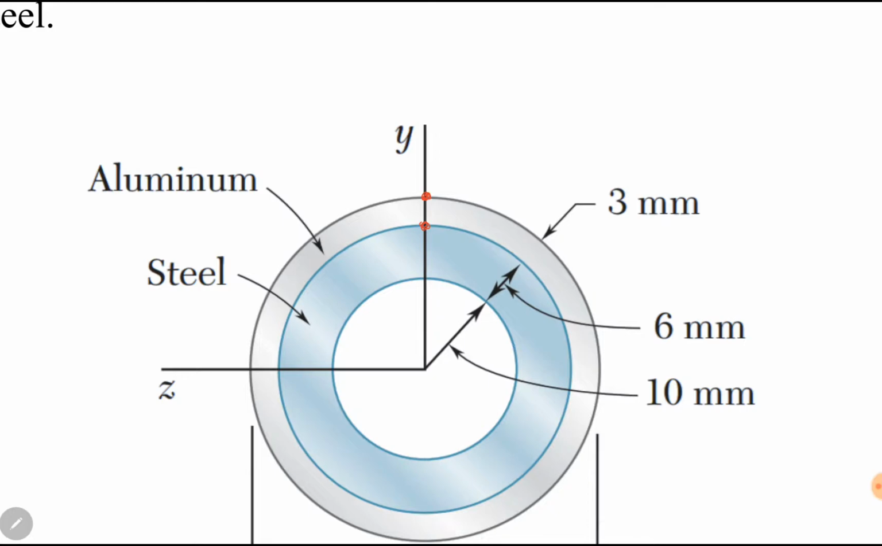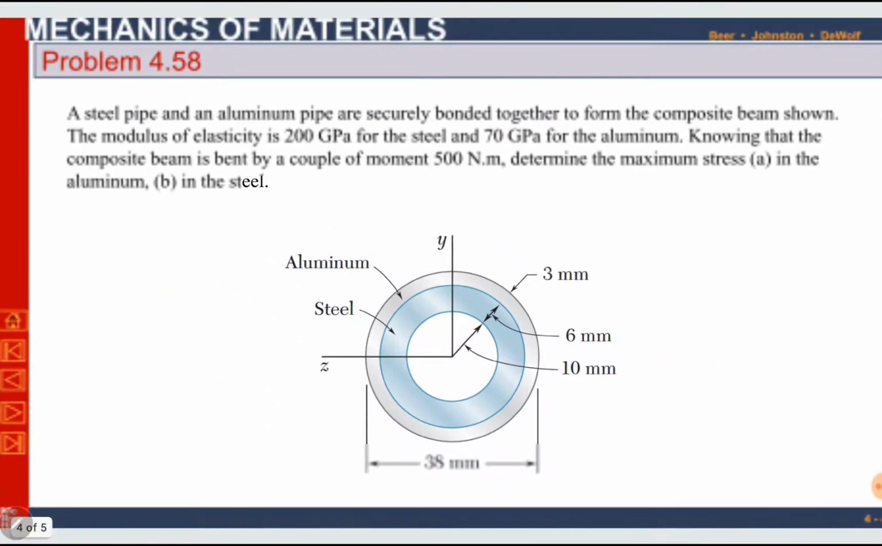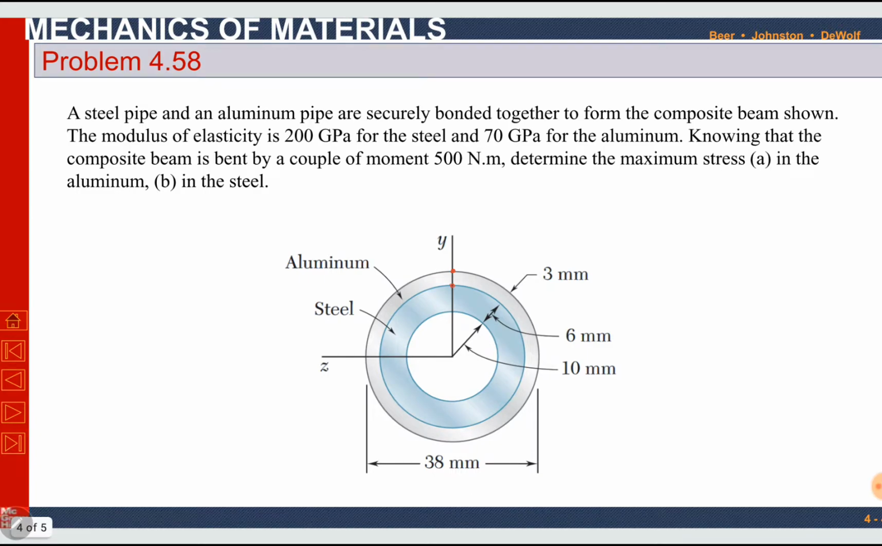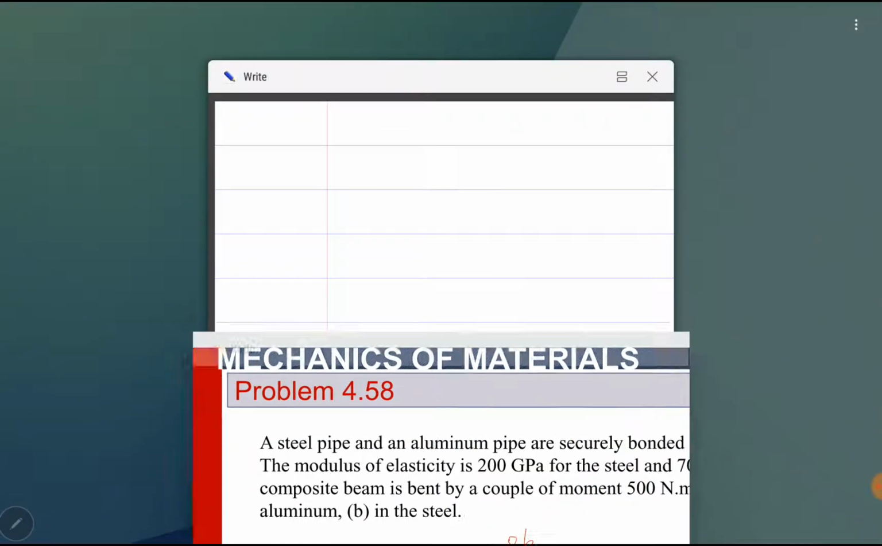And first we have to transform this into a single material. How to transform this into a single material? Modulus of elasticity of steel is greater than modulus of elasticity for aluminum. So we will find N by dividing E steel with E aluminum. It is 200 divided by 70. So it will become 2.86. Okay, I will move towards its solution.